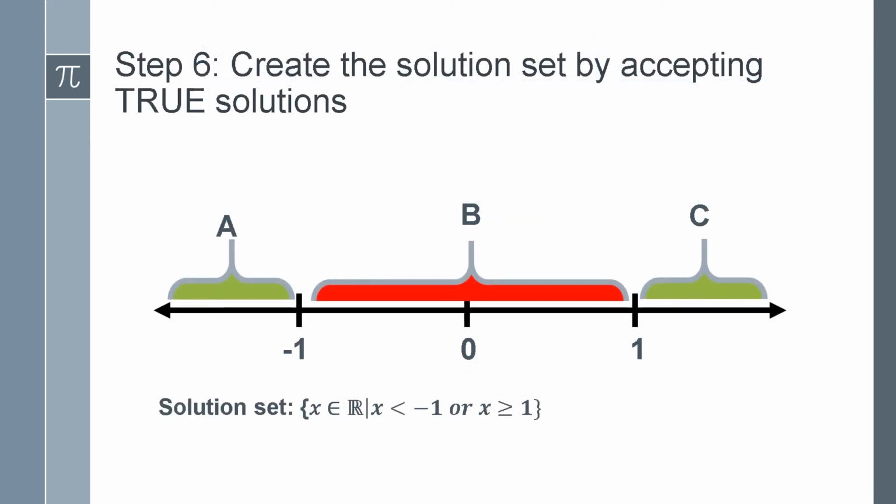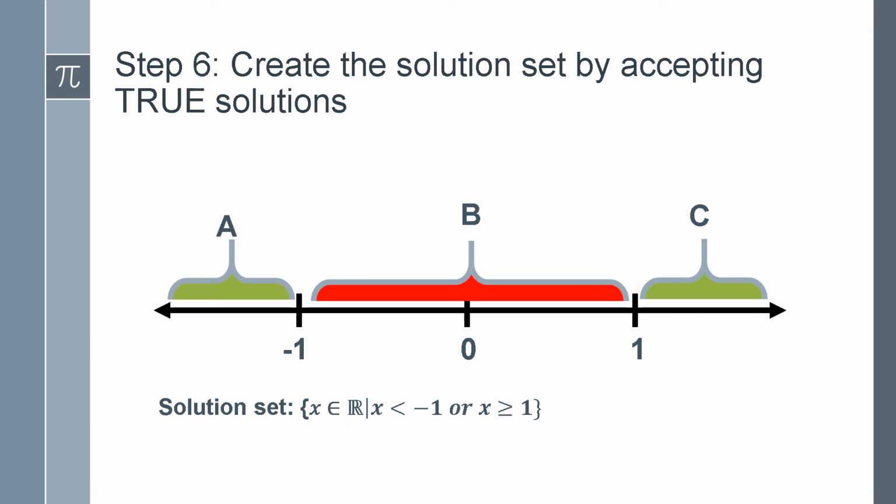Then, the last step, let's create the solution set by accepting the true solutions. Sa testing natin kanina, ang accepted lang ay yung part A and then yung part C. So, included na sa part C yung critical value na 1. Kasi kapag sinubstitute siya sa expression, it will equate to 1. So, nasatisfy niya pa rin yung inequality na 2x over x plus 1 is greater or equal to 1.